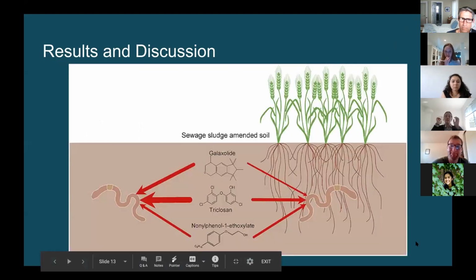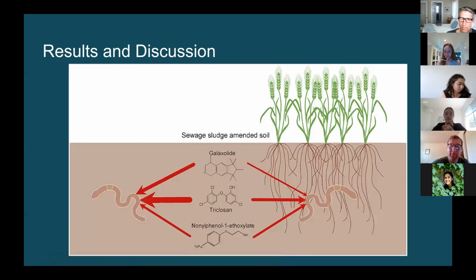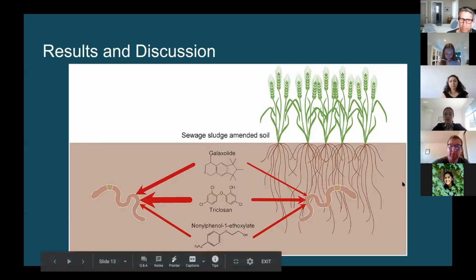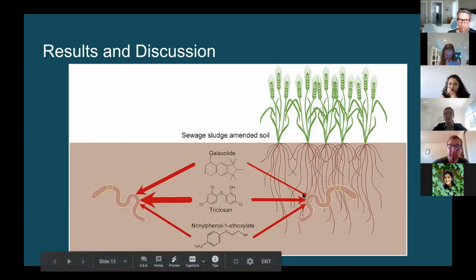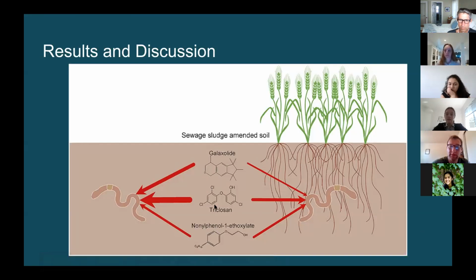And then here's another image that I showed at the beginning, but this just kind of reinforces the idea of the difference between the amount of galoxolide and triclosan when there's uptake in worms when there's roots versus when there's bare soil. And the arrows show the difference in amount of uptake of these organic compounds in the earthworms.